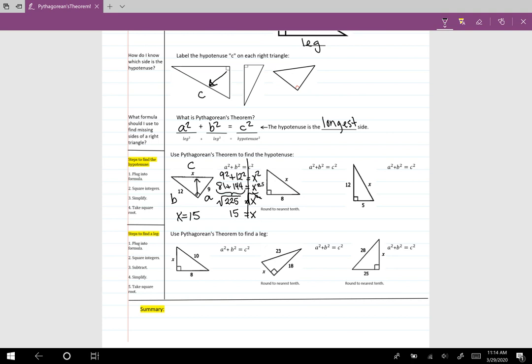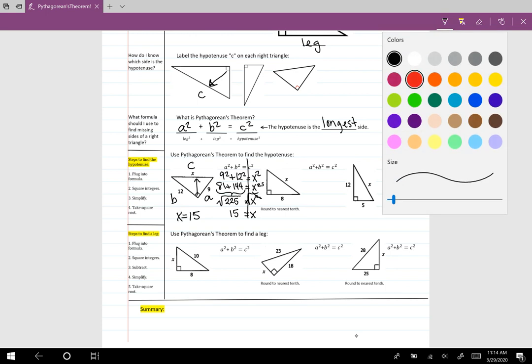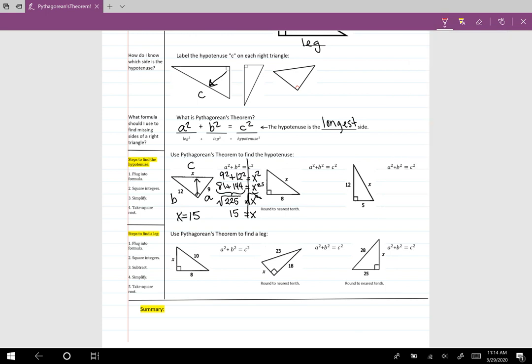Okay, we'll do another one together. So again, we're going to label our sides. I'll choose a different color this time so it's easier to see. The smallest side is A, which is 5. The medium side is B, 8, and C, our hypotenuse, is x. We plug it into the formula. 5 squared plus 8 squared equals c squared.